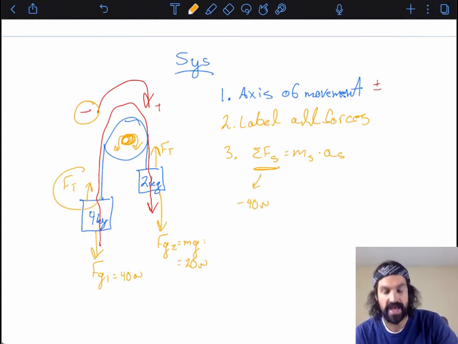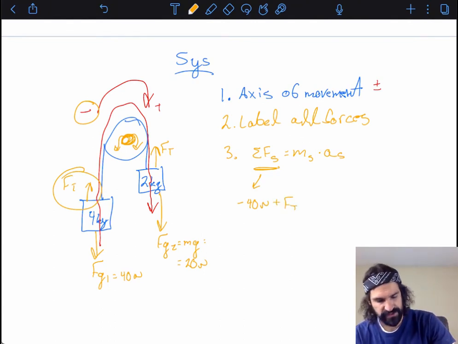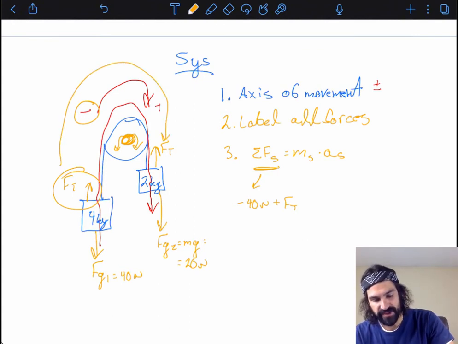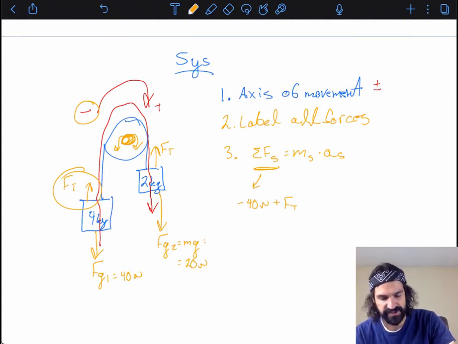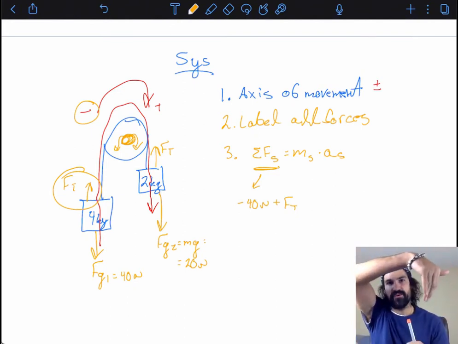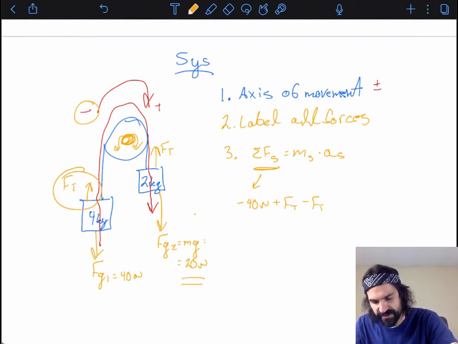But now we get to tension. Well, tension's pulling clockwise. So we have plus Ft, but now we get to this one. This tension on the second block is trying to pull the system in a counterclockwise direction. If we continued this arrow, it would go up and around, and you would get negative Ft. And then, of course, gravity 2 is going to be clockwise, so it's going to be positive 20.